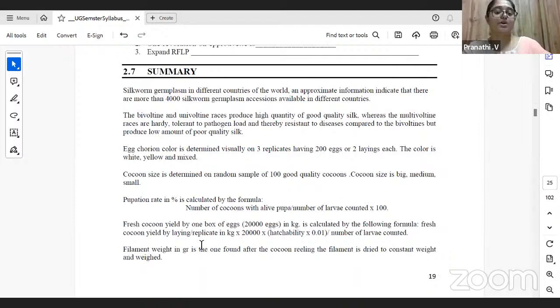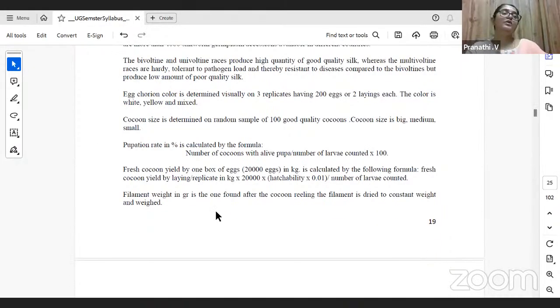Pupation rate, sorry, it is pupation rate. When you see it in percentage, it is the number of cocoons having the pupa which is alive. So the life cycle of the silkworm, you have egg, larva, pupa, and the adult. So the pupation rate is the number of cocoons that are present having alive pupa by the total number of larvae counted, into 100. We are talking about percentage.